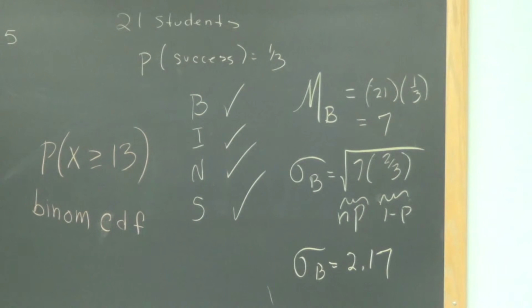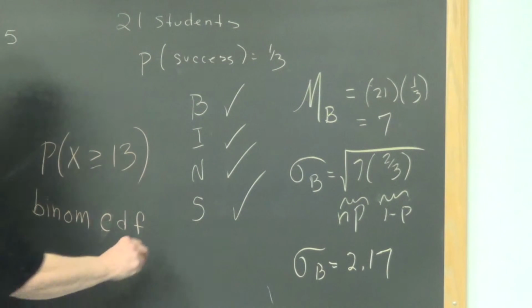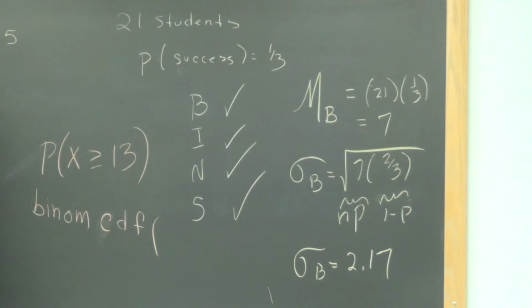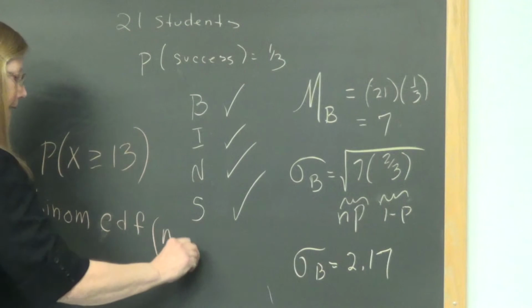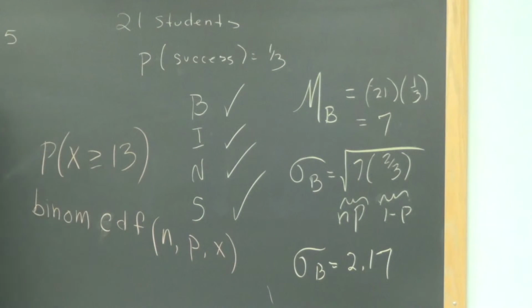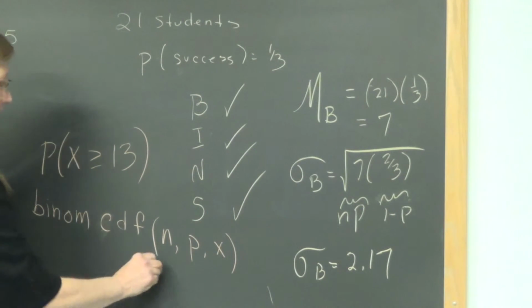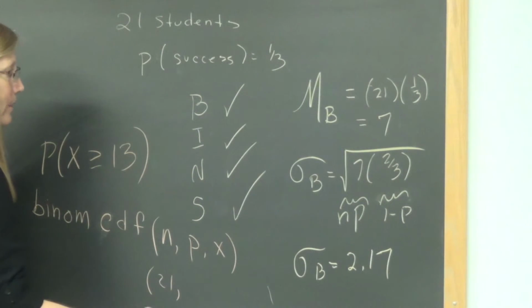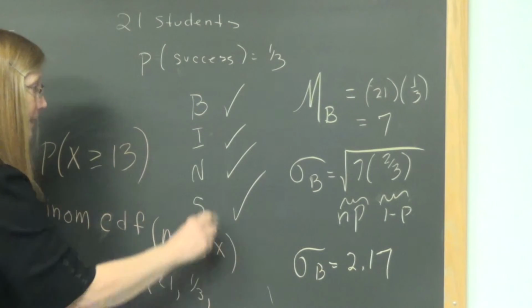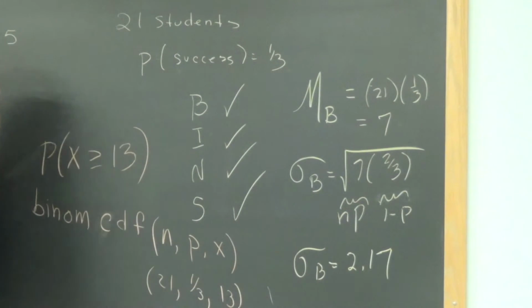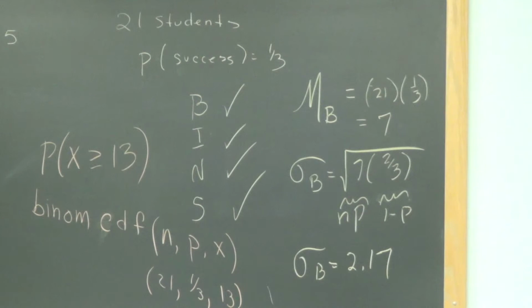So you're gonna go down one more from yesterday, and you're gonna put in N, the first thing, the number of trials, then the probability, and then the value that we're interested in. So the number of trials was 21, the probability was 1/3, and X is 13. So did that change your answer, Julia?